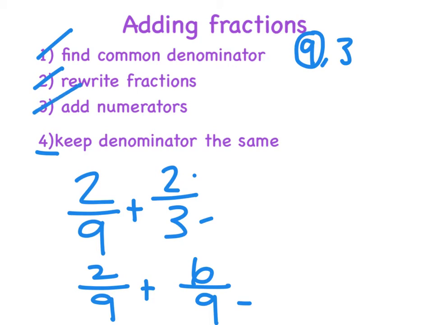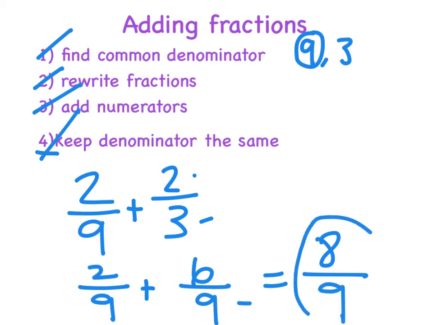Step 3, add the numerators. This equals 8 over, and step 4, keep the denominator the same, 9. So my answer is 8 over 9, or 8/9. Again, the size of the piece, the denominators, doesn't change. All I'm doing is adding more pieces. So my numerator, which is the number of pieces, gets bigger as I add more pieces, and my denominator, which is the size of the pieces, stays the same.